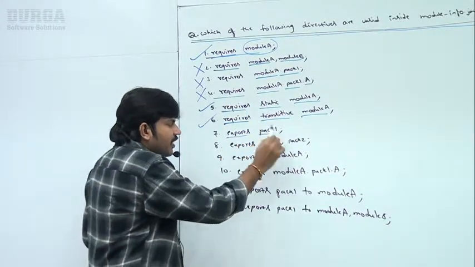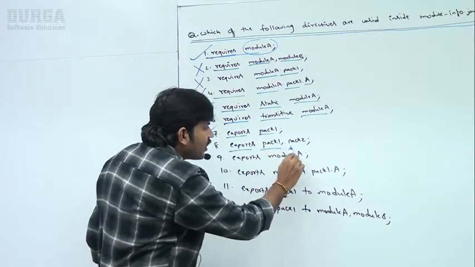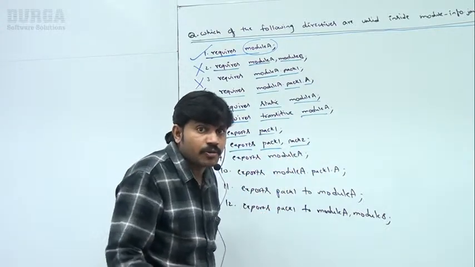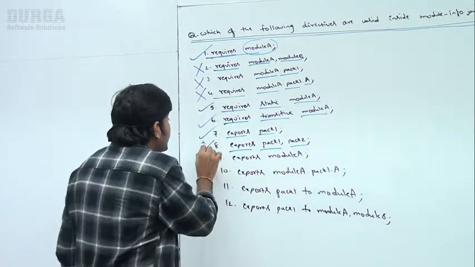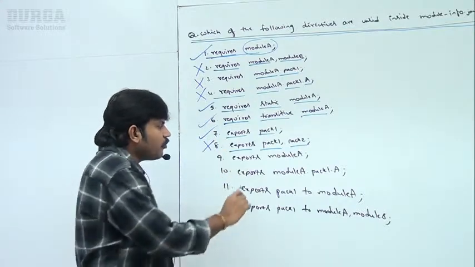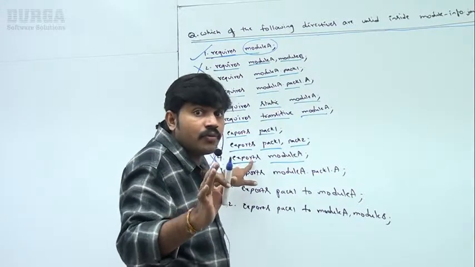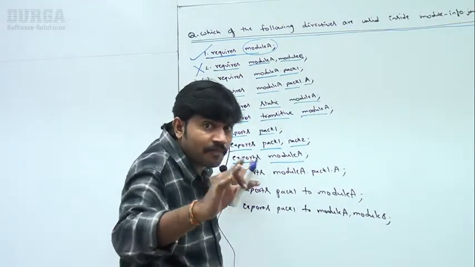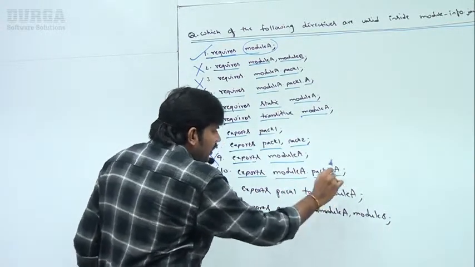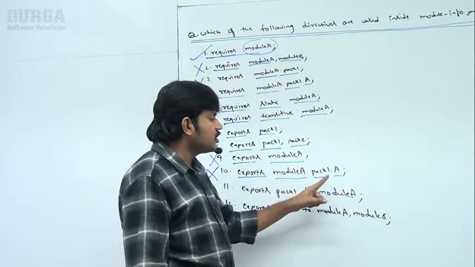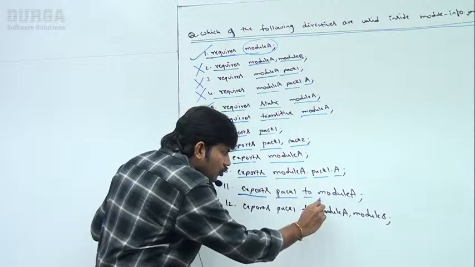Sir, exports pack1. We can use exports for packages. No problem at all. Exports pack1, pack2. We can use exports at a time for only one package. By mistake, if you try to export two packages, it is invalid. Clear, right? Next, exports module A. Invalid, because exports is applicable only for packages but not for modules. Sir, exports module A.pack.A. Exports is applicable for packages but not for classes. Remember that, okay?